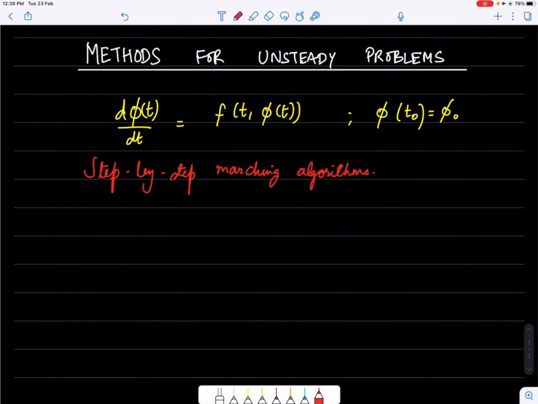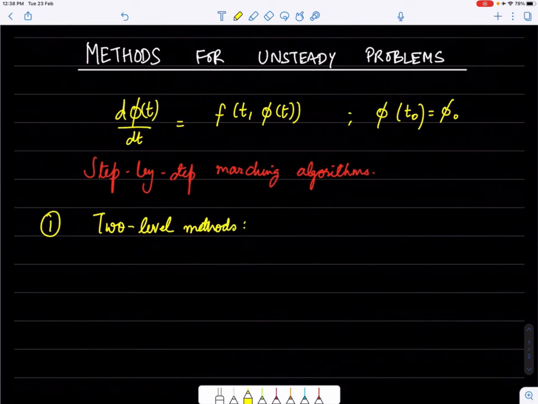The first class of methods that I would talk about is what are called two-level methods. For solving such ODEs or initial value problems, there are different ways of starting this calculation. In a discrete sense, what we will do is find the function phi at a short time interval delta t after the initial point, and then keep updating it after every time increment of delta t.